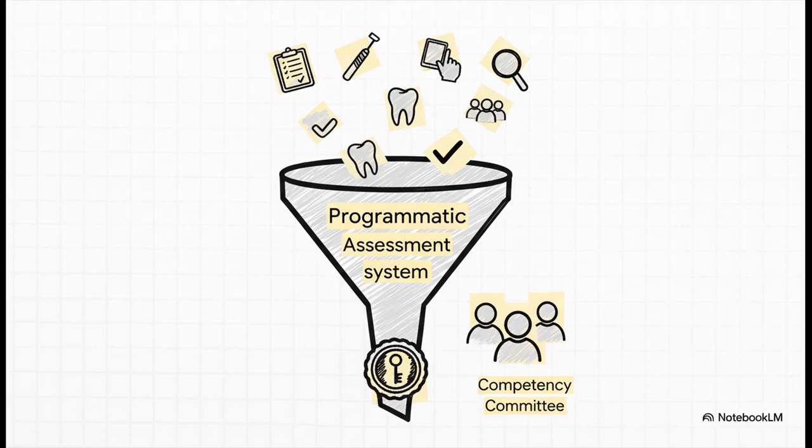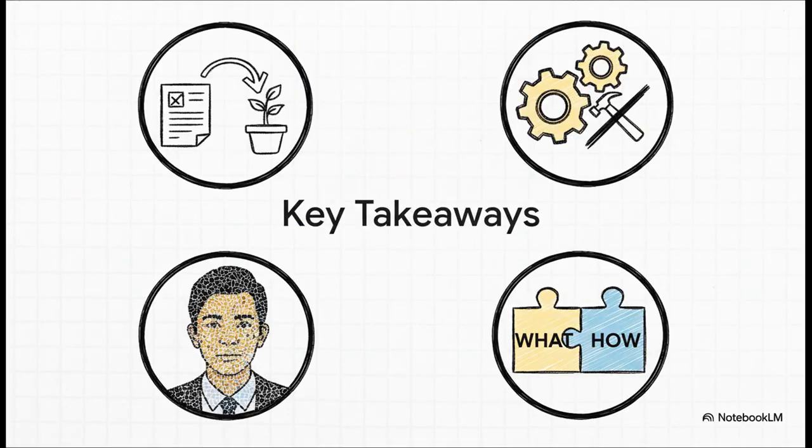Here's the bottom line, plain and simple. We use our big programmatic assessment system to gather lots and lots of evidence over time. And based on all that evidence, we can then make a confident, high-stakes decision about whether a student is ready to be entrusted with a specific EPA. They work together perfectly. So let's wrap this up.